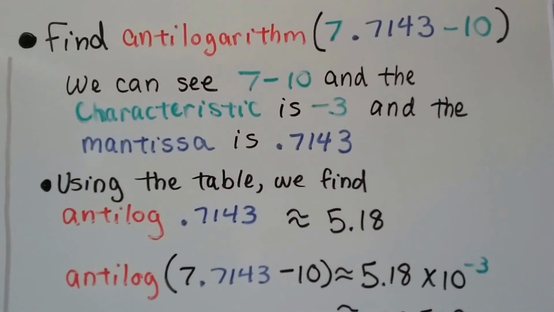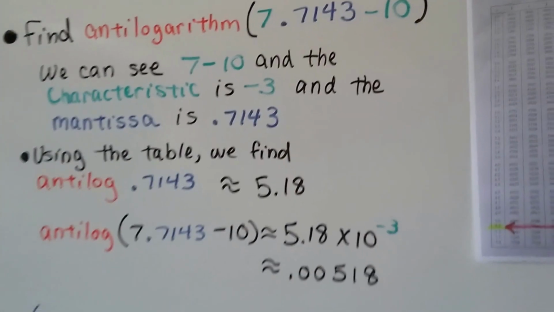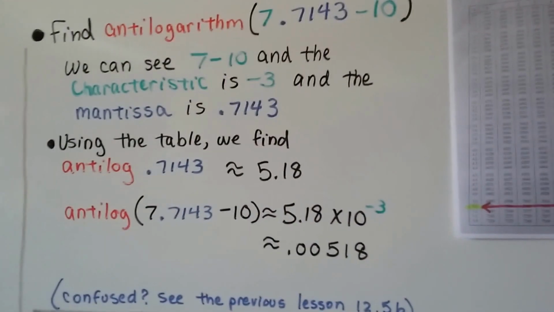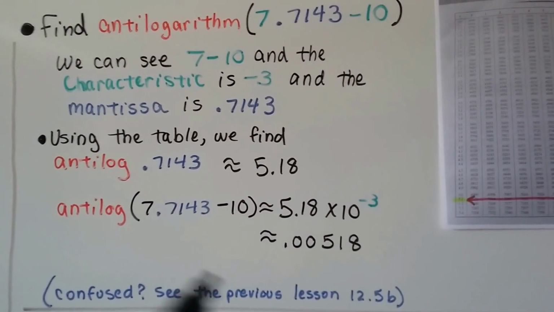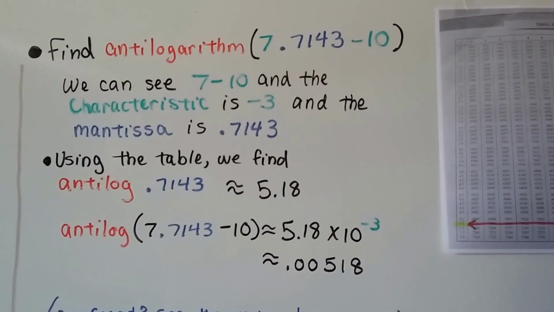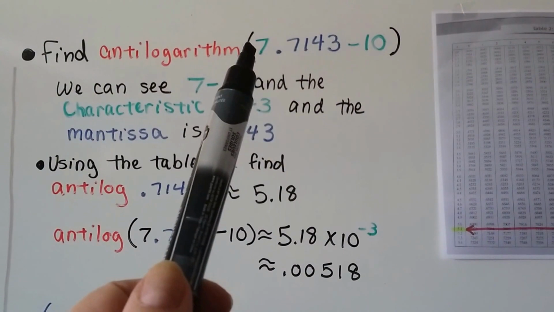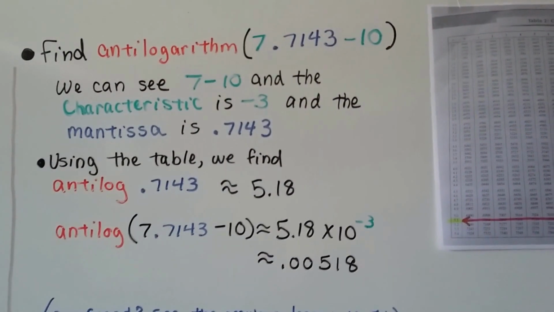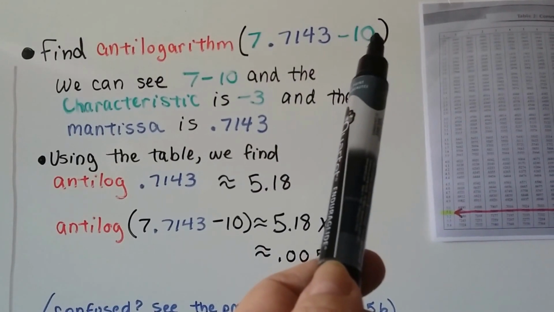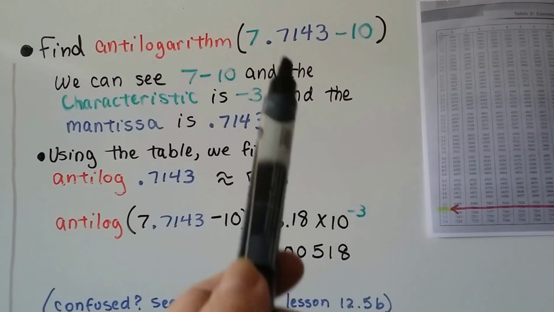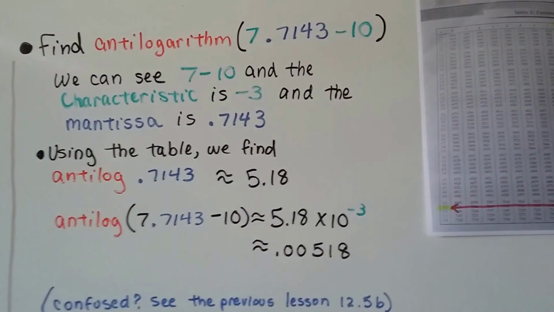All right. Now, we talked about characteristic and mantissas in the last video. If you didn't see it and you become confused, click in the links in the description and go back and watch that 12.5b so that you know what I'm talking about with the characteristic and mantissa. So, to find this one, when it says it's got 7.7143 minus 10, we can see the 7 and the minus 10 right away. So our characteristic is a -3. We can see our mantissa is 0.7143.